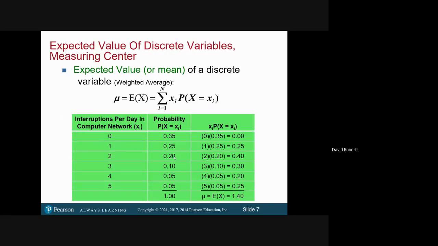So what you can do in this particular case to find the expected value, which is mu, is you take the number of interruptions and you multiply by the probability. In Excel, you would use a function called SUMPRODUCT. You take one column, multiply it by another column, and then total those values together. So the expected value, the average, is 1.4. Simply multiply the number of interruptions by the probability of the interruptions, and then total it up.